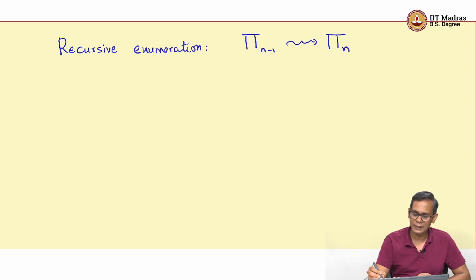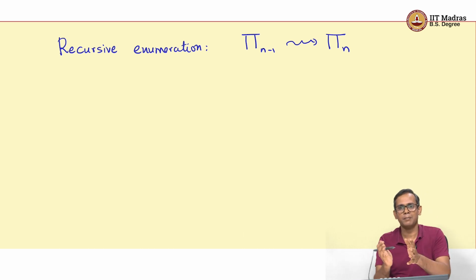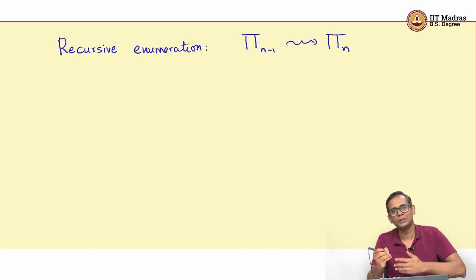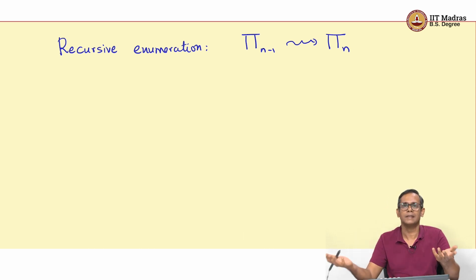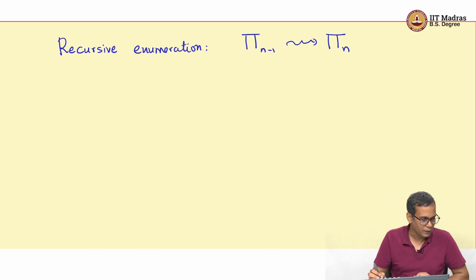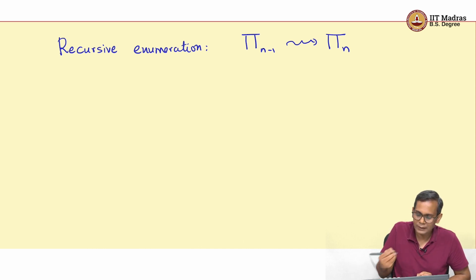So, starting with the set partition of n minus 1, I will get a bunch of set partitions of n, and if I run this process over all the set partitions of n minus 1, I will end up getting all the set partitions of n. So, it is based on this basic idea. How do you get a set partition of n from the set partitions of n minus 1?